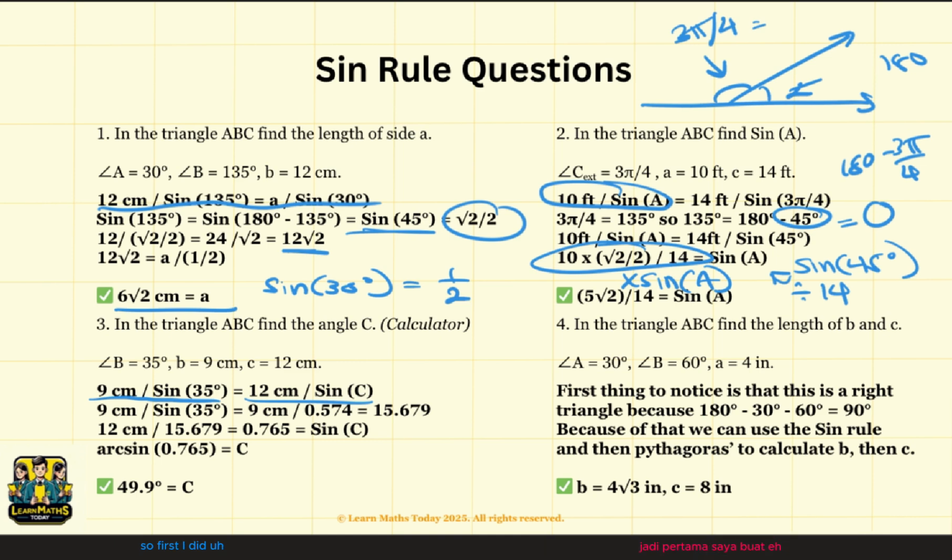So first I did sine of 35, which is equivalent to 0.574. Again, you have to use a calculator because it's very strange numbers. So then you have 9 divided by 0.574, which is going to give you 15.679 as your value for the left side. And then you still have 12 centimeters divided by sine of C. So by rearranging everything, right now 15.679 is equivalent to 12 divided by sine of C.